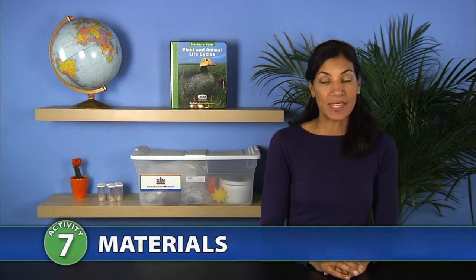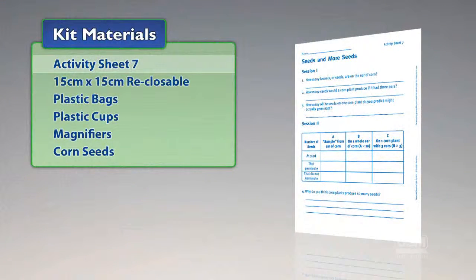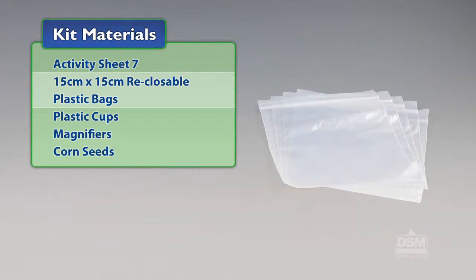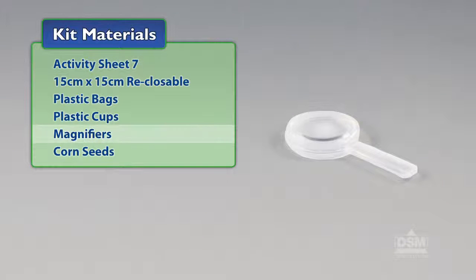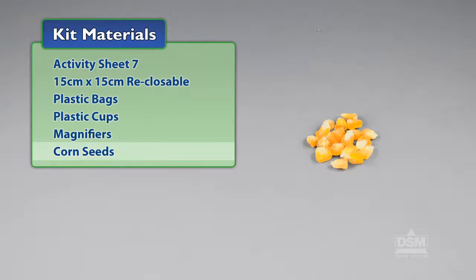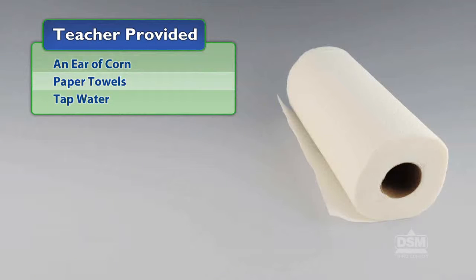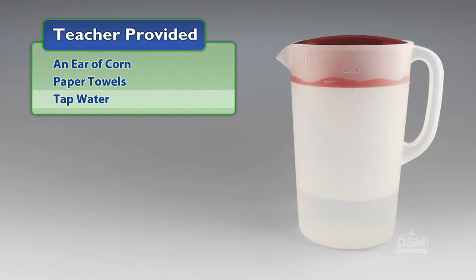You will need the following materials from the kit: Activity Sheet 7, a 15 centimeter by 15 centimeter reclosable plastic bag, plastic cups, magnifiers, and corn seeds. You will also need to provide an ear of corn, paper towels, and tap water.